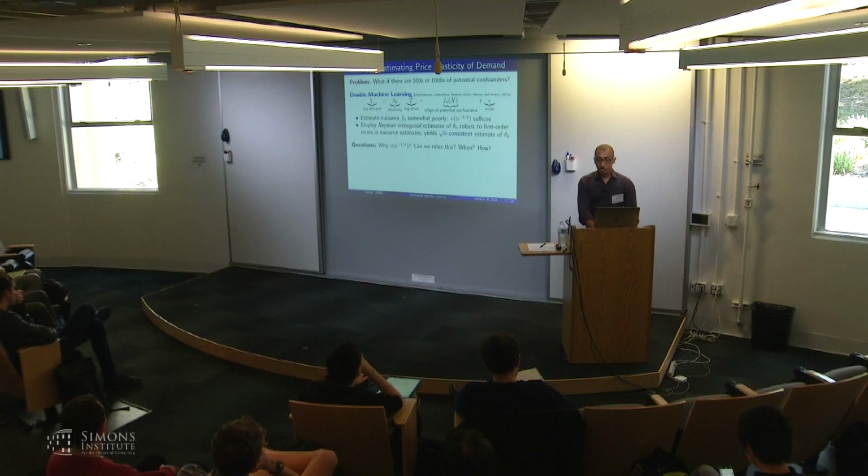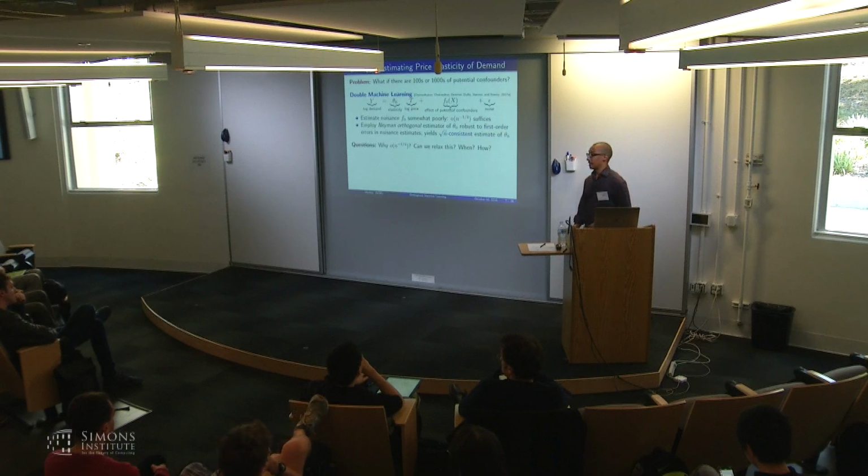But where the machine learning comes into play here is that you're going to use your favorite machine learning methods to get an estimate of this f0. So those could be tree-based methods, they could be neural networks, whatever you want. And the idea is that if you can get a good estimate in terms of prediction error of f0, then you can also get a good estimate of theta 0.